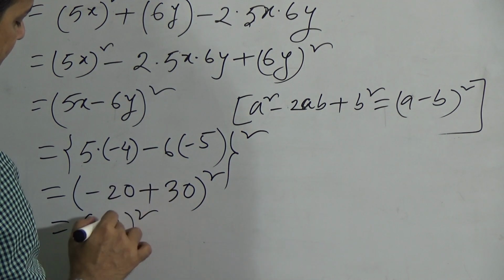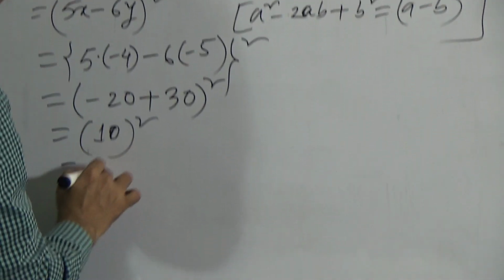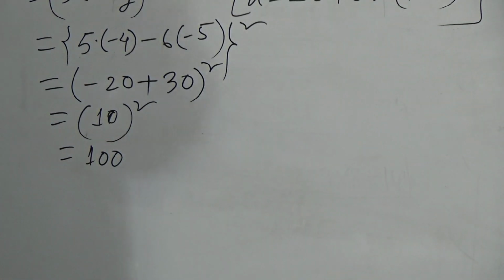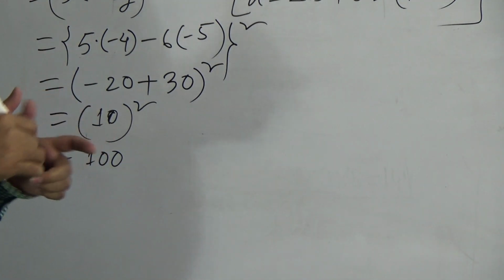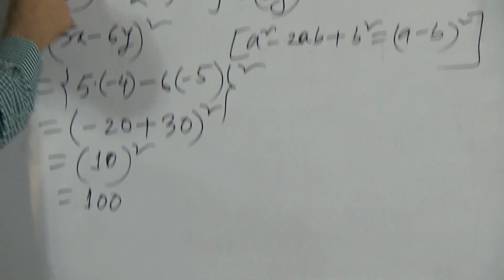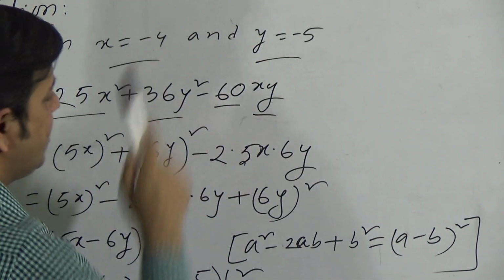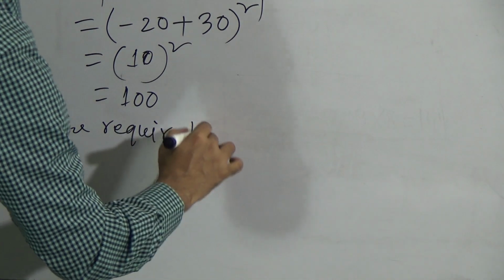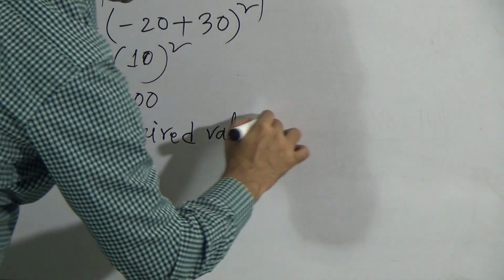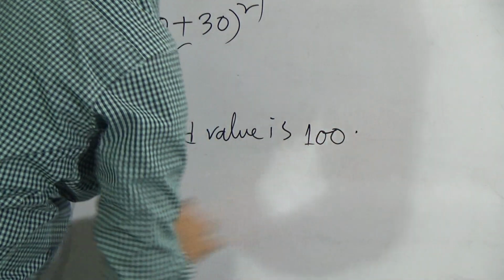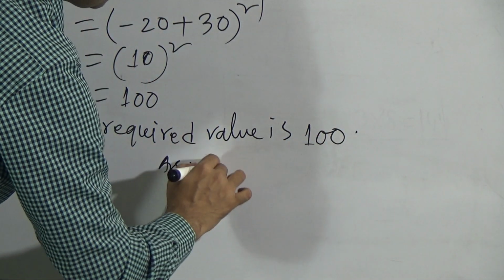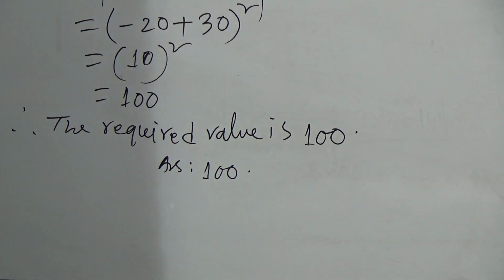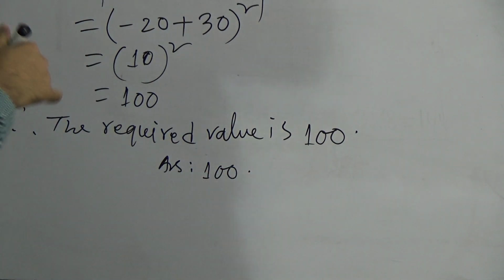Here is the square, so give the square. So this is 10 square. 10 square means 100, the product of 10 and 10. So the required value of the expression 25x square plus 36y square minus 60xy is 100. So we can write: therefore the required value is 100. So this is our answer for question 25. Now we need to solve question 28. 28 is a similar question. We can solve question 28 here.